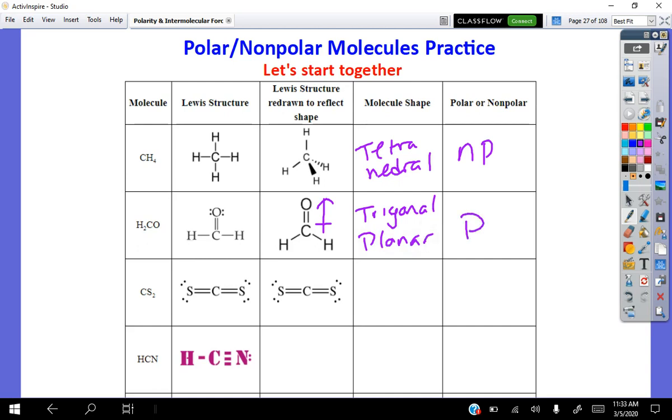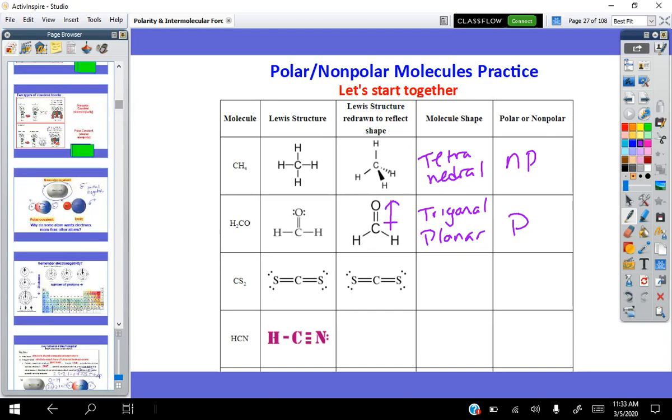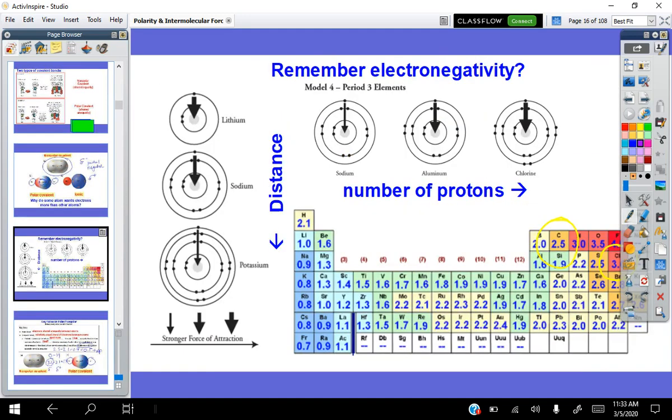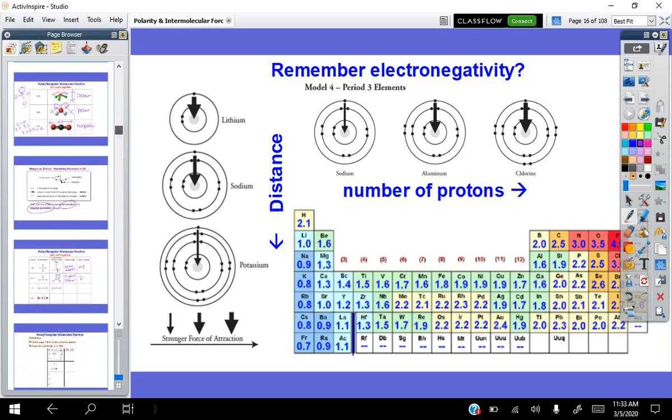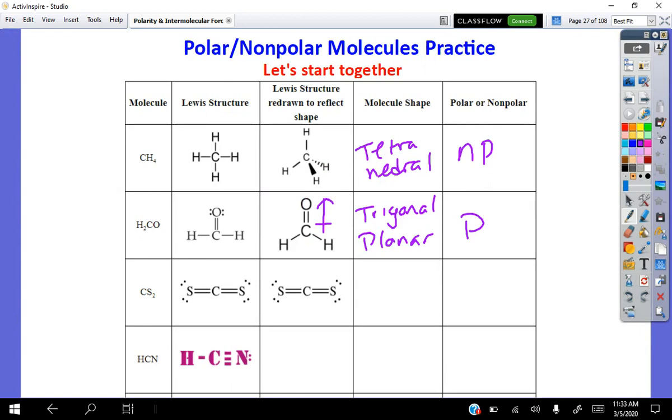If I look at CS2, C and S are fairly close to each other in electronegativity. If we go back to our electronegativity table, I see S is 2.5 and carbon is 2.5. So this has an electronegativity difference of 0, which means I don't have any dipoles here. Even if I did, they would point in equal and opposite directions. So either way you spin it, this one is a linear molecule with the same things attached on each side, and it has to be nonpolar.